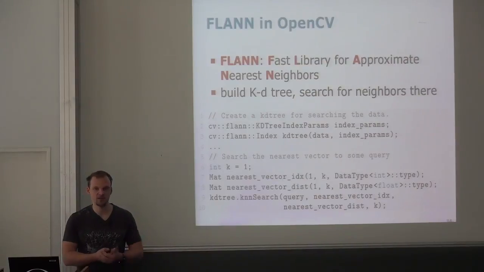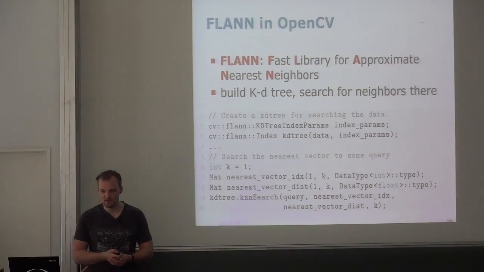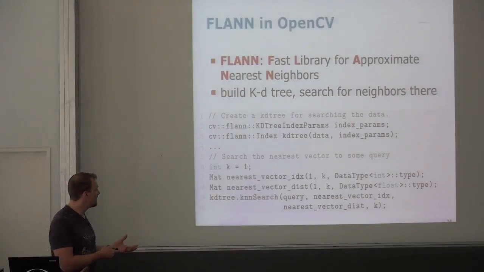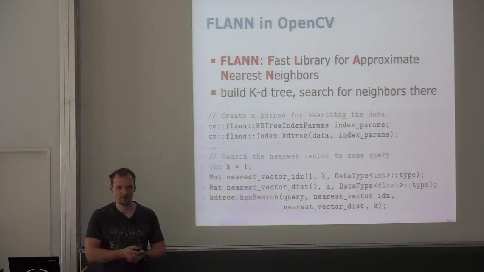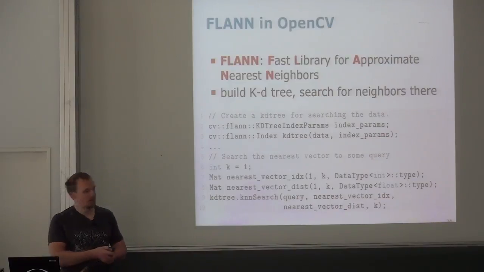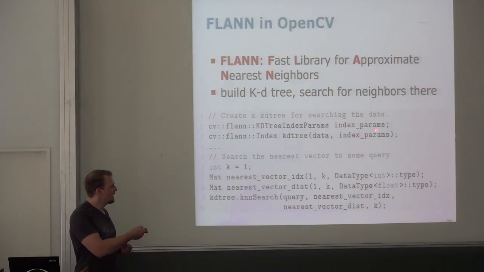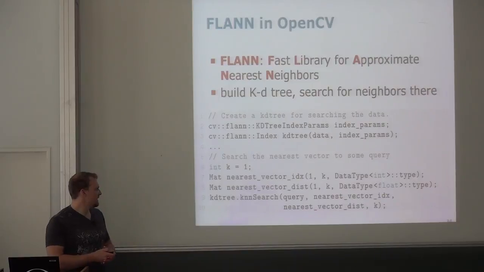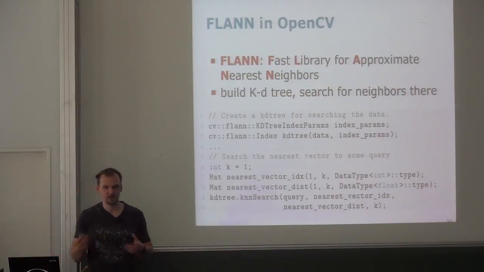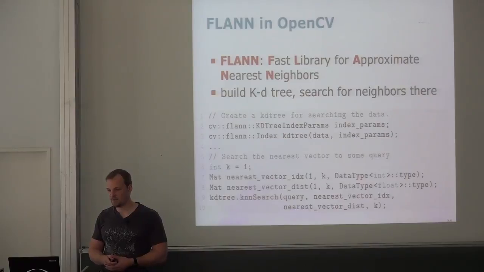So the way to use it: FLANN is distributed as part of OpenCV, and we're going to be using it from OpenCV. It's in the namespace flann. What you do is you create some index parameters. You can leave it empty; the defaults are fine. Then you create a KD tree with some data, which is just a bunch of vectors or a cv::Mat, for example, and the index parameters. Then you want to find the nearest vector index out of your data and the nearest distance.